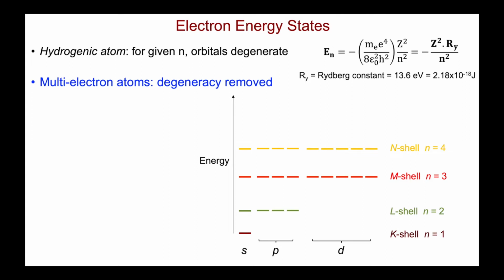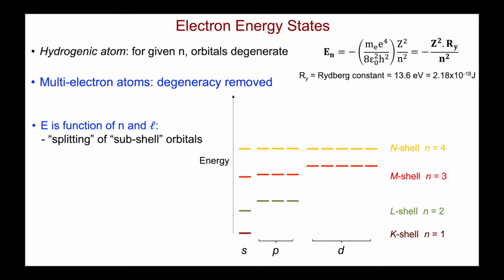However, in multi-electron atoms, this degeneracy is removed, and the energy of the orbitals is a function of n, but also of l. And these shells split into subshell orbitals, as shown here. The lowest l has the lowest energy, and the energy for a given n progressively increases as l increases. We see here the 3s is lower than the 3p, and in turn is lower than the 3d.